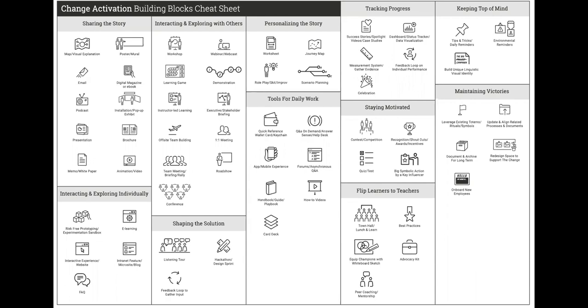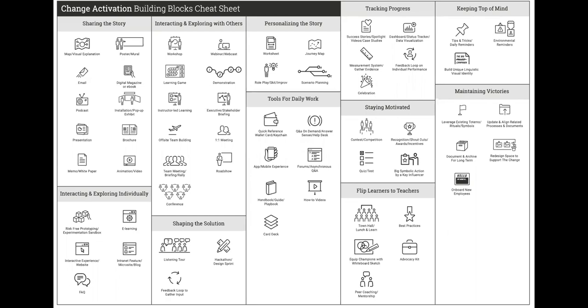So we have a couple of ideas for you to get people involved in actually putting their fingerprints on the solution and contributing their ideas. Likewise, we want to make sure that people can personalize the story. Remember that one of the key things is getting people to have line of sight into how they fit. So there's some tools that will actually help them see where they fit into the broader picture, as well as some tools for daily work that'll help equip them with the skills, the behaviors, or the support that they need to actually do things differently.